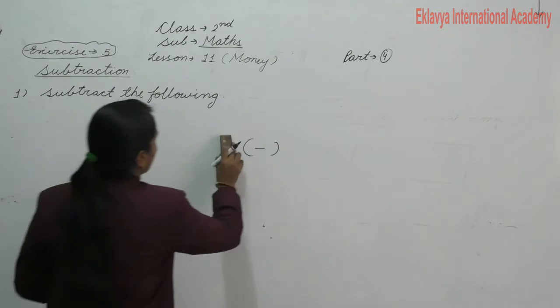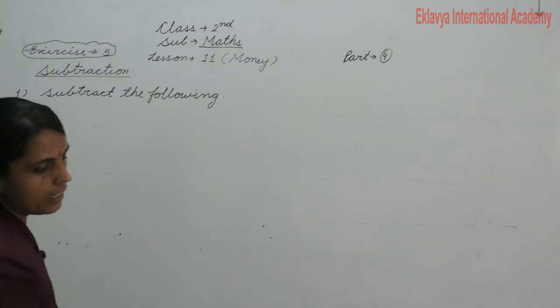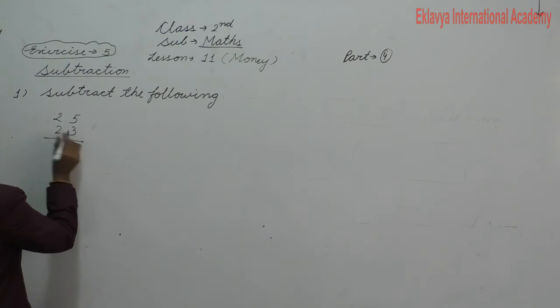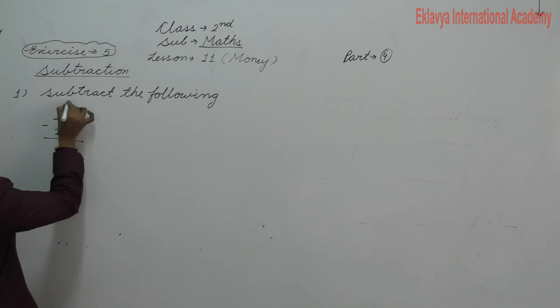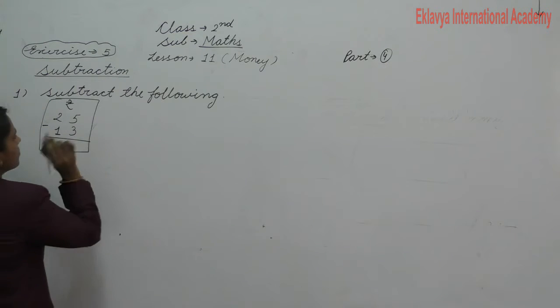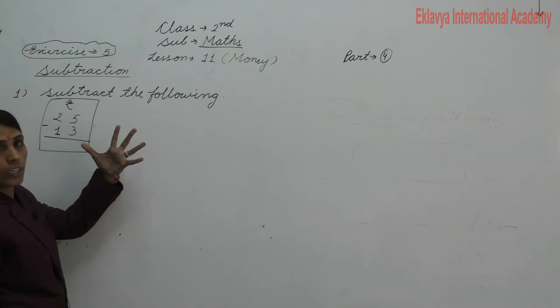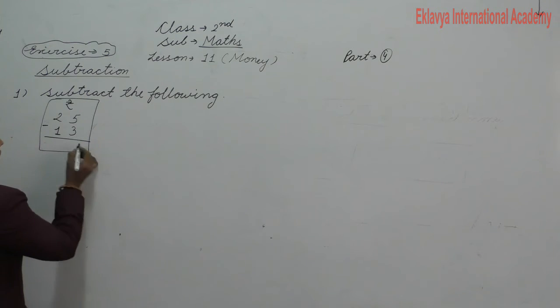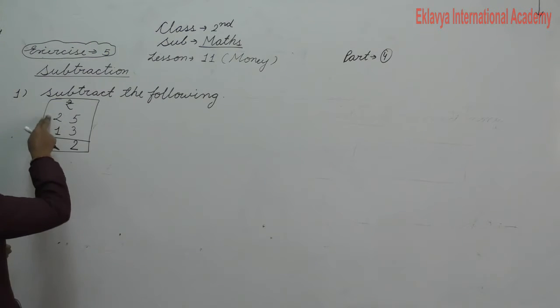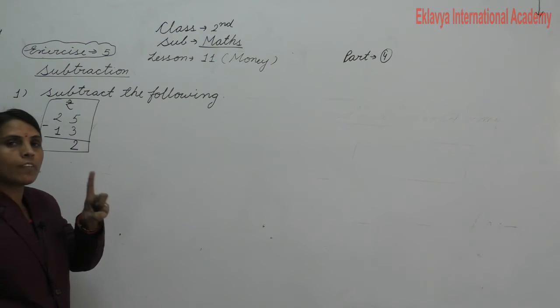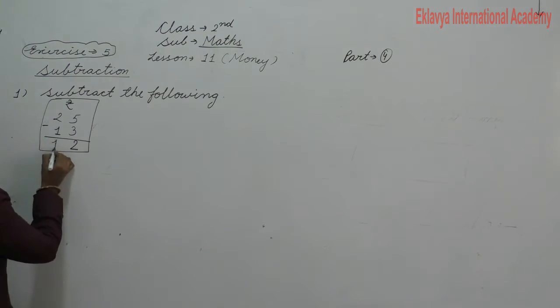Now today we will discuss subtract the following. Suppose I have taken one example like this. This is your example of rupees. You have 5 rupees. If you spent 3 rupees from them, how many rupees do you have left? Only 2 rupees. So here we will write 2. Here you have 2 rupees. If you spend 1 rupee from all, how many rupees do you have? You have only 1 rupee. We will put here 1.